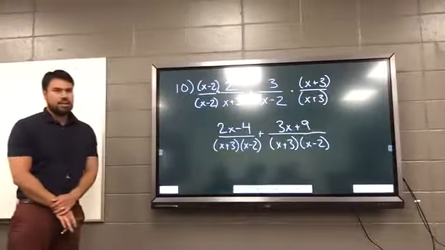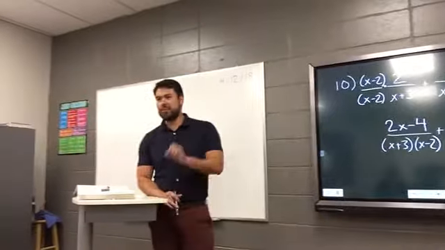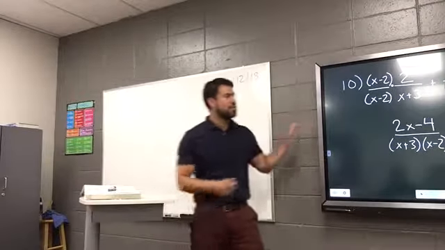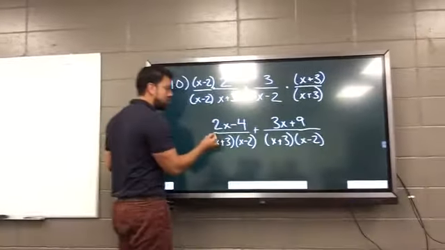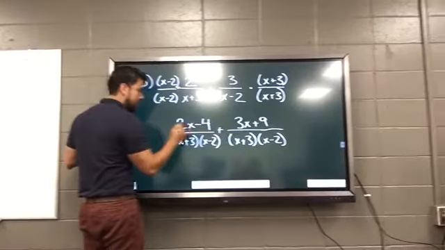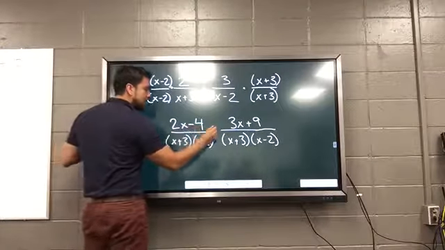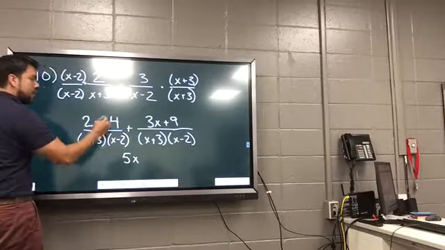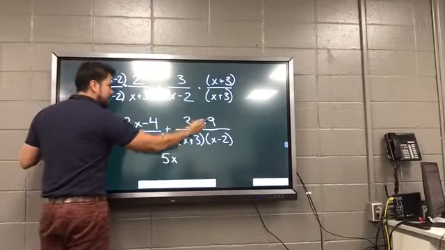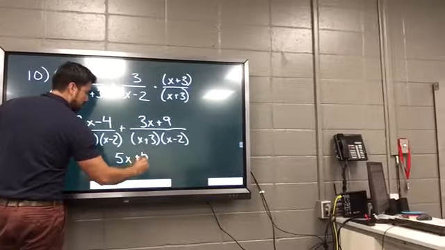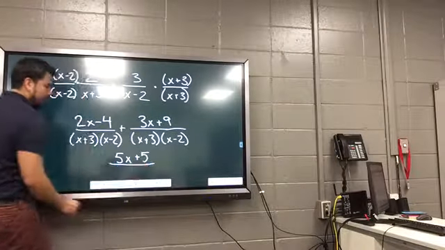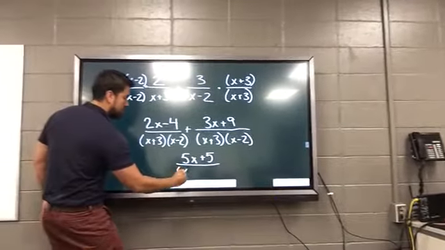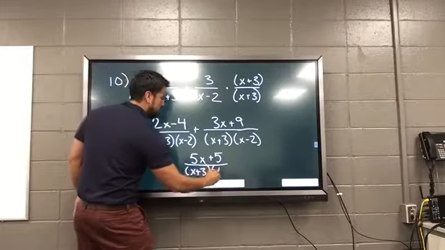All right, now I can add this complicated fraction. So I look at the numerators. I'm like, okay, do I have like terms? Yeah, right here. 2x and 3x. What's 2x plus 3x? 5x. What's negative 4 plus 9? 5, good, plus 5. And then the common denominator was x plus 3 times x minus 2.